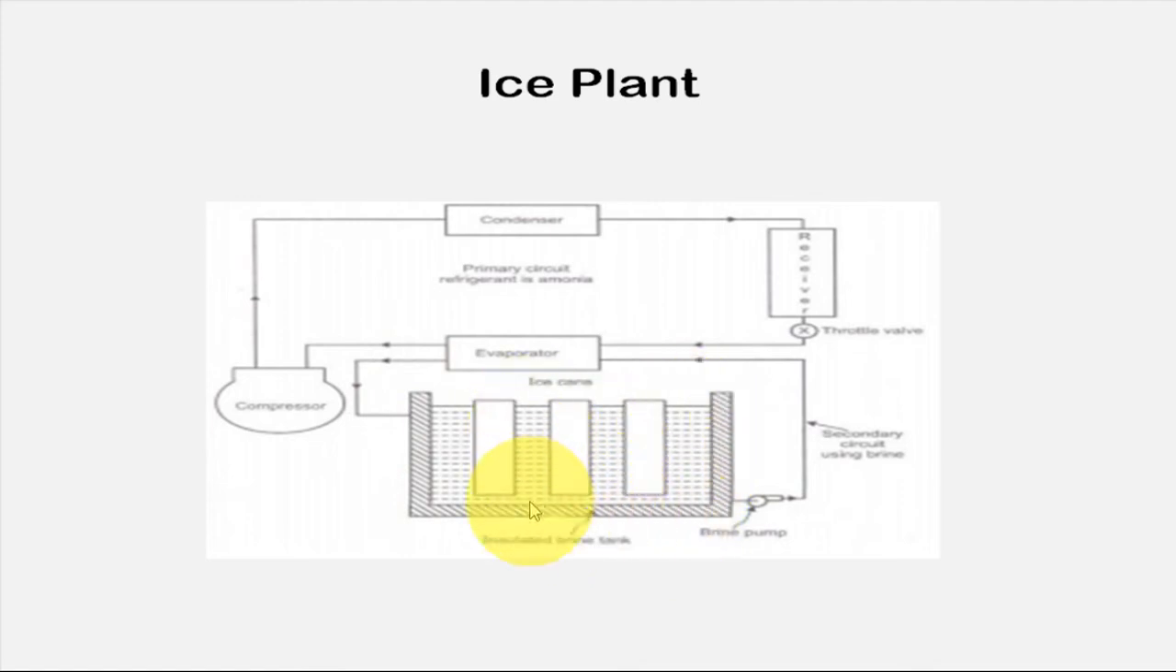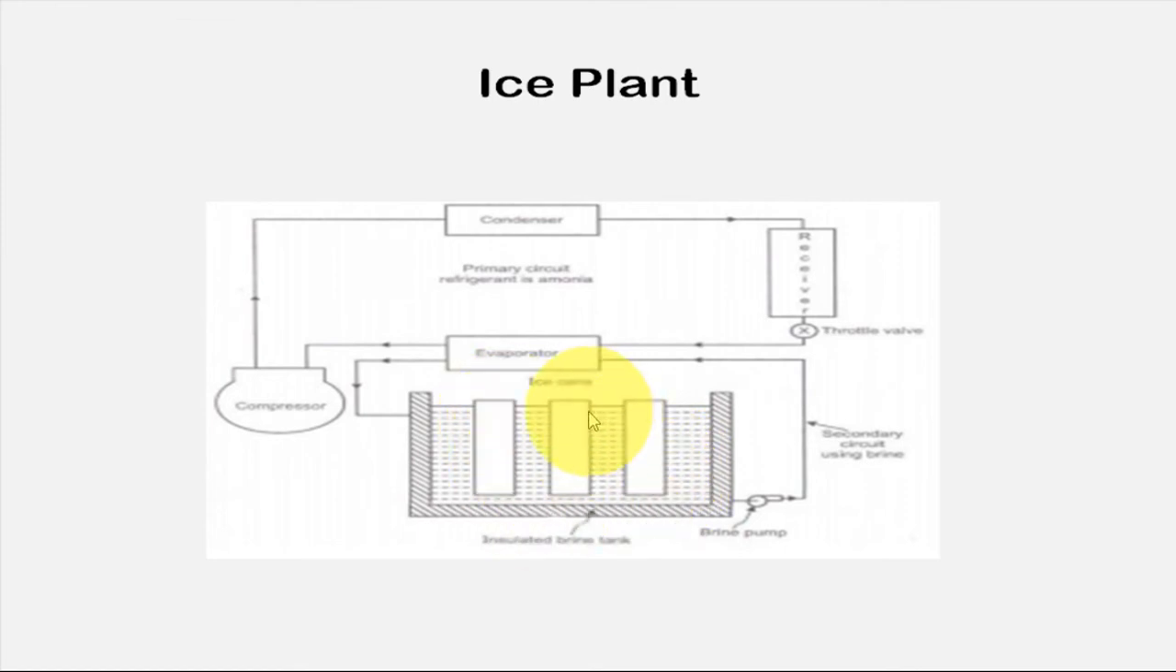The solution that is visible here, it is brine solution. This is the combination of water plus salt. When we add a little salt in water, then the temperature of that solution reduces, and that is called brine solution. So here brine solution acts as a secondary refrigerant.